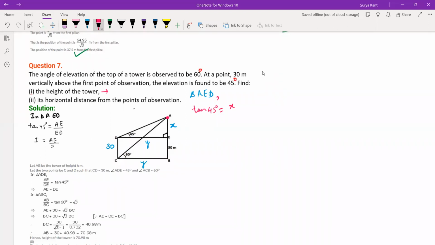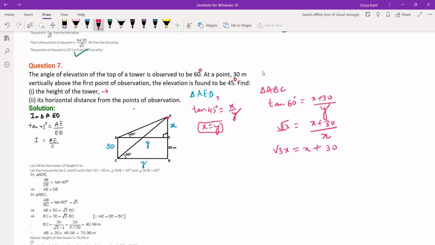So tan 45 is x by y. So x is equal to y, right? Yes, sir. In triangle ABC, tan 60 degree is equal to (x plus 30) by y, correct? So root 3 only will come. Root 3 is equal to (x plus 30) by x. So root 3 x is equal to x plus 30. Then root 3 x minus x is equal to 30. So x common, x times (root 3 minus 1) is equal to 30.